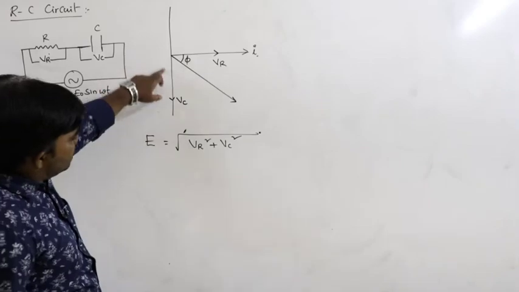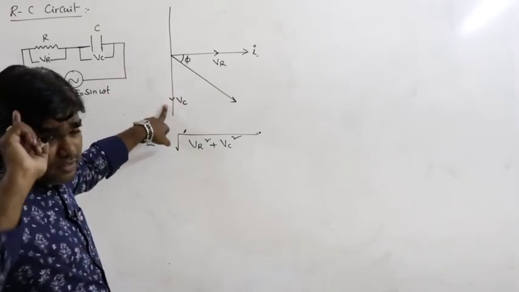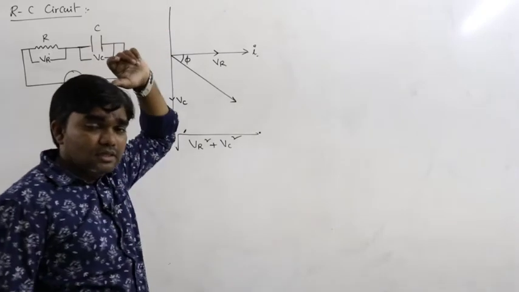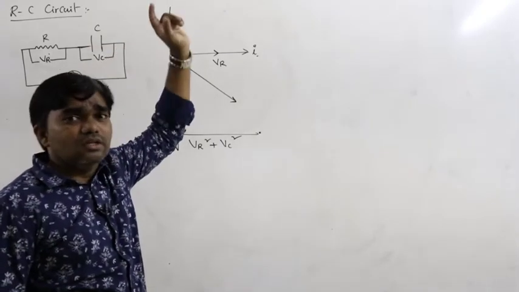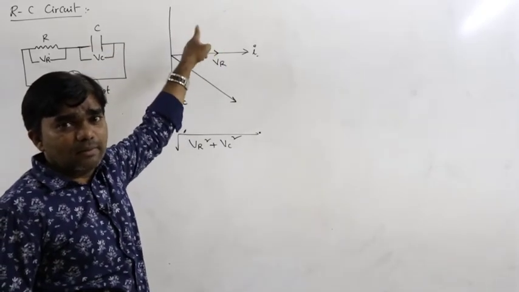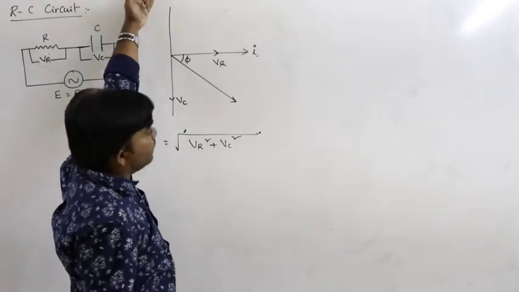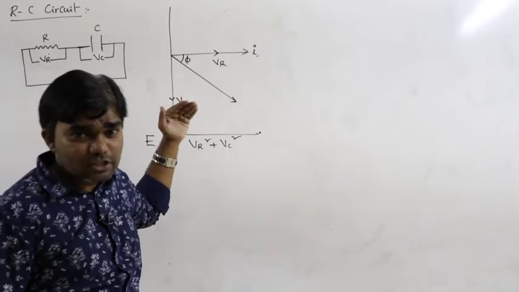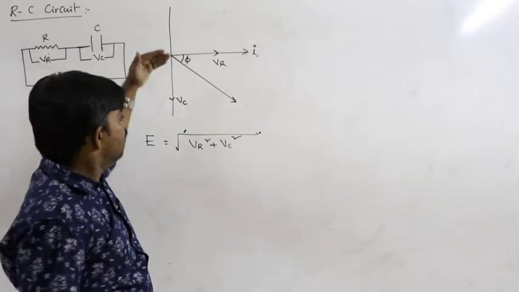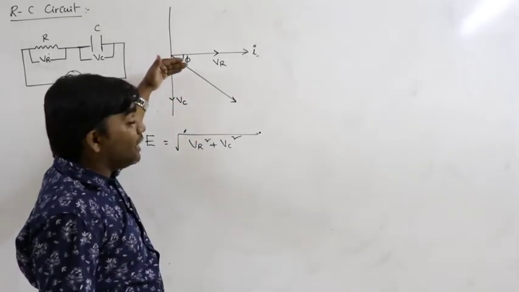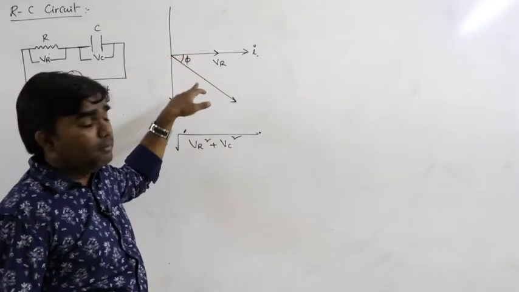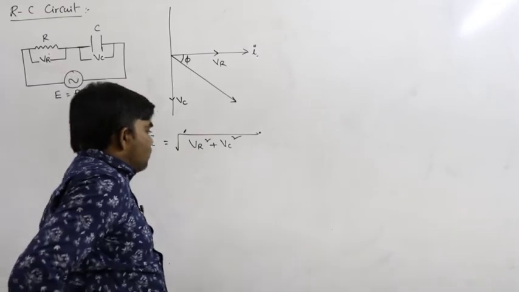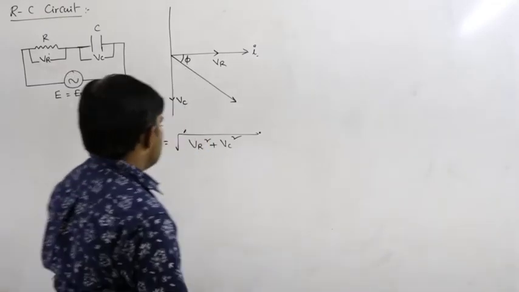Why are we representing VC downwards? In the previous situation, why did we consider VL upwards? Because in case of inductor circuit, EMF leads current by an angle pi by 2. So that's why VL is represented upwards. But in case of pure capacitive circuit, current leads by an angle pi by 2. So E is equal to square root of VR square plus VC square.